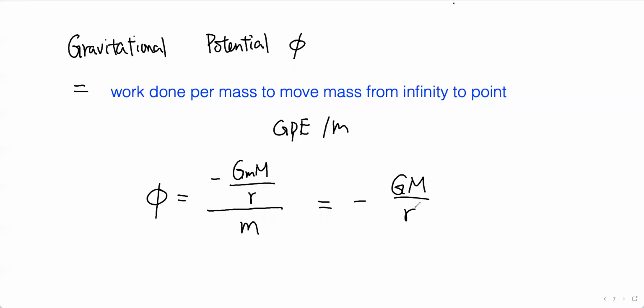So the formula will be negative GM over R. So that is a gravitational potential.